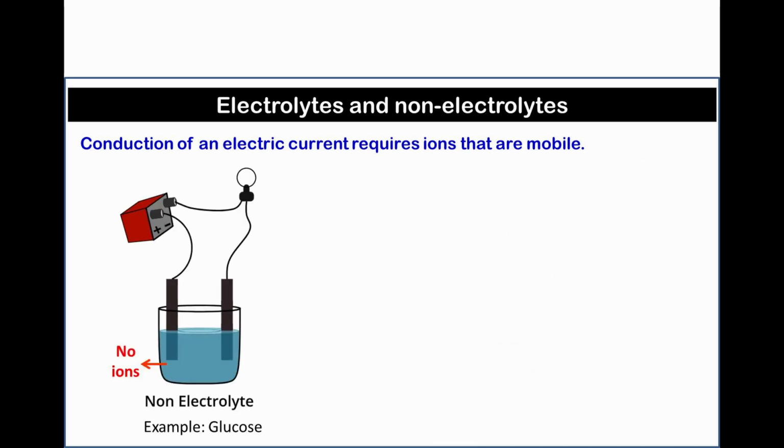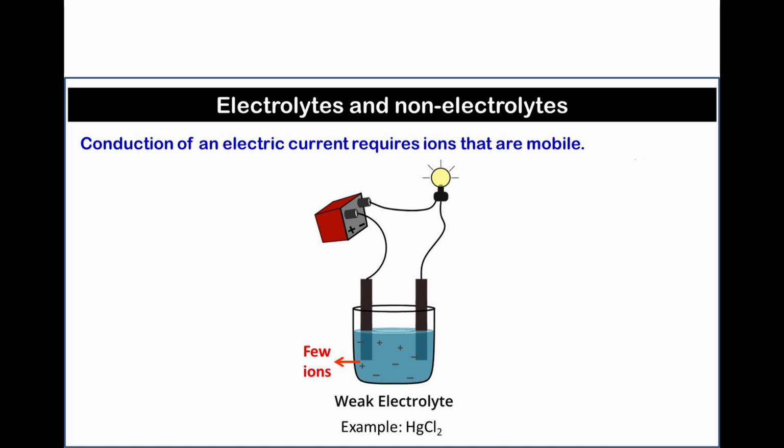If the light bulb does not glow at all, we are dealing with a non-electrolyte. A non-electrolyte is a compound that does not conduct an electric current, because it does not dissociate in water. Glucose is an example of a non-electrolyte. A weak electrolyte is a substance that only partially dissociates into ions when dissolved in water. Mercury(II) chloride only partially dissociates in water. There will be some mercury and chloride ions, but there will be some non-dissociated molecules as well.